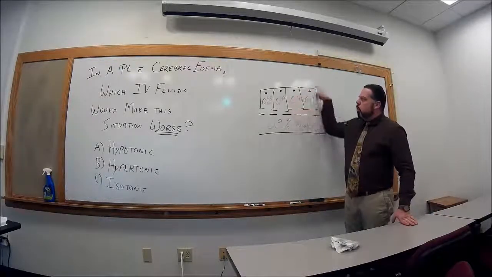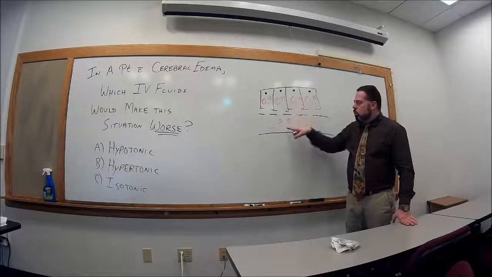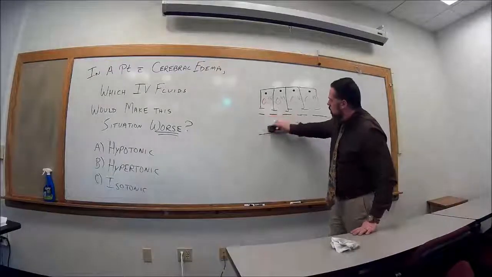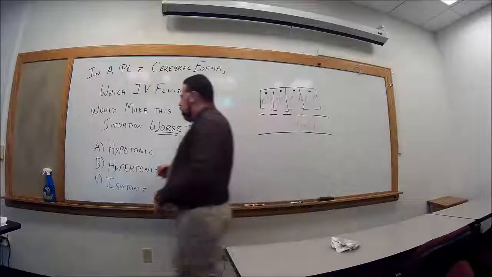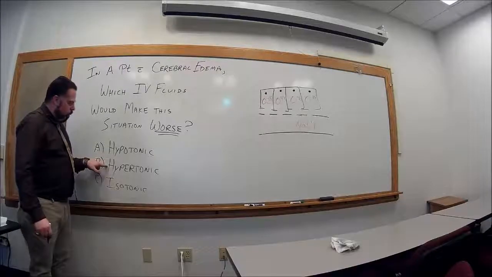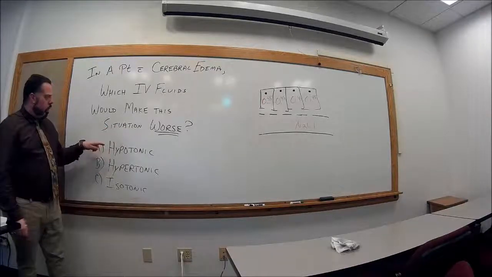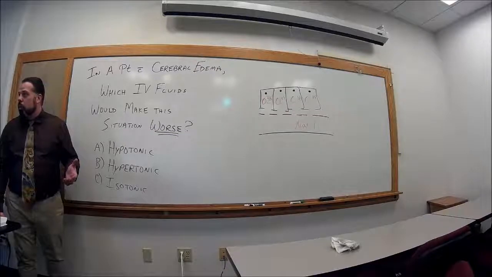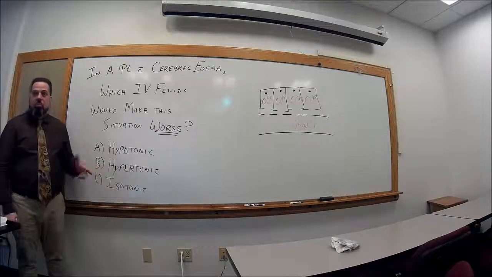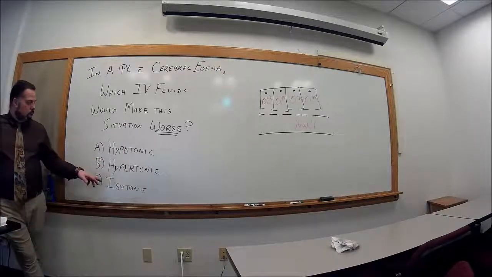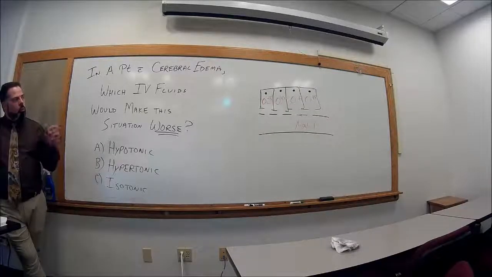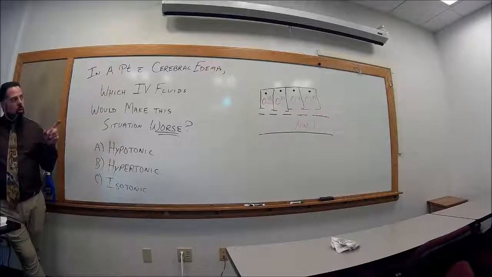So your body, this whole snowball effect happens, gets worse and worse. So the question is, what's the worst thing you want to put in here? Would you want to give a hypotonic solution, a hypertonic, which one will make the situation worse? A hypotonic solution, putting 0.45, or let's say 0.2%. A hypertonic solution, maybe 5%. An isotonic solution, 0.9% is what you would put in. What would make those cells in there more edematous?